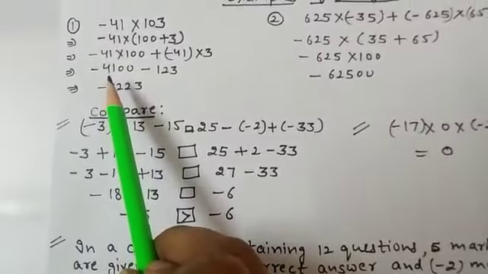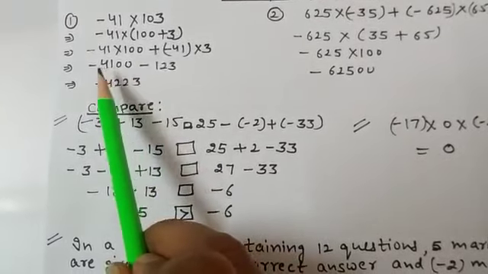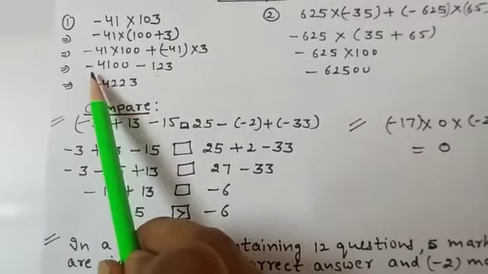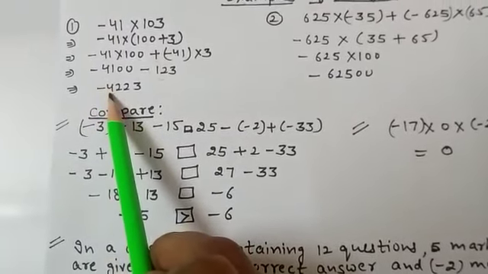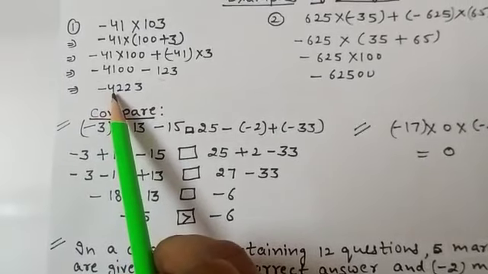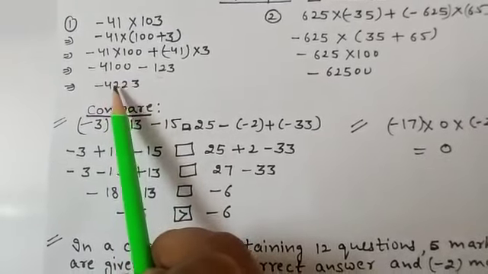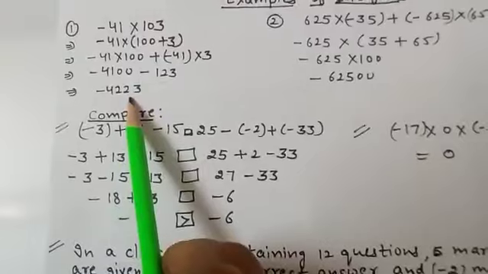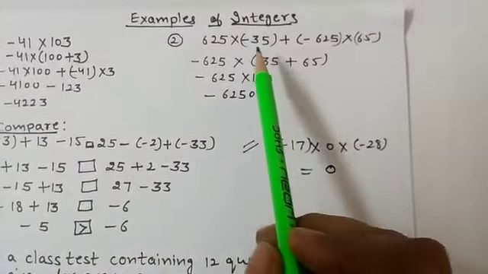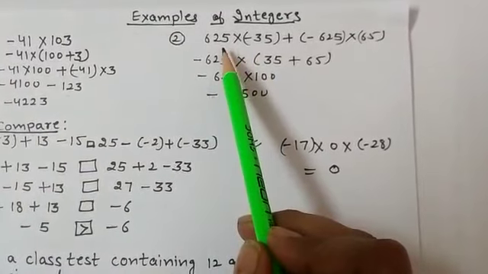Then we follow the rule: same sign, then we add both integers and write the sign of the greater digit. That means we write the minus sign, and after adding we get 4223.